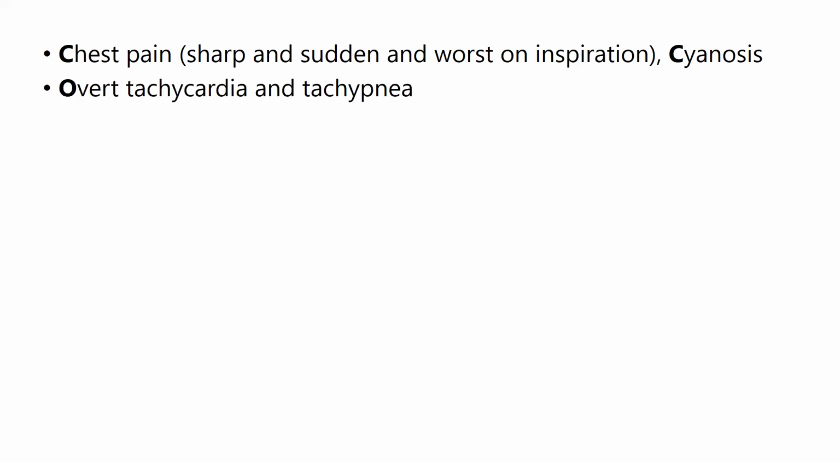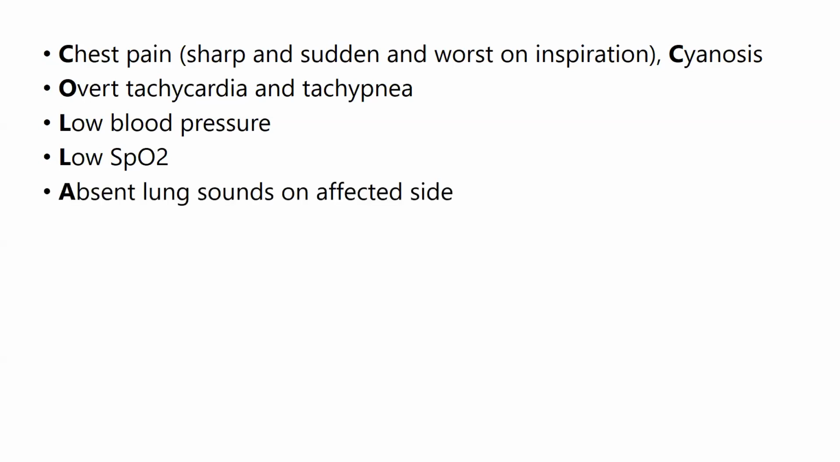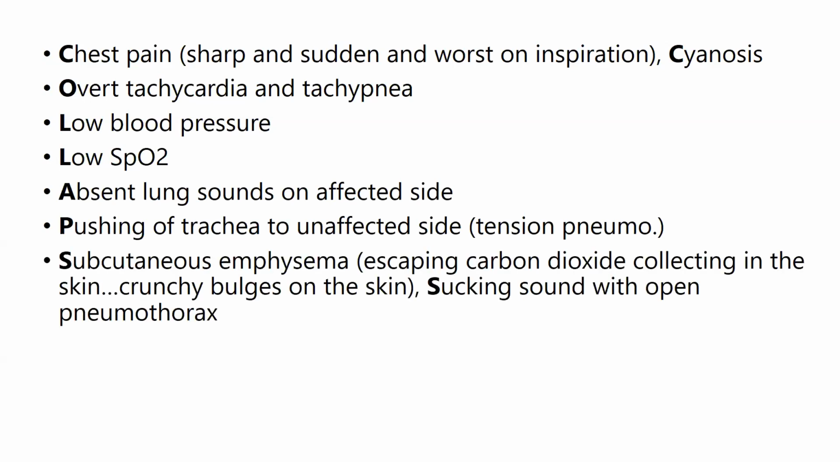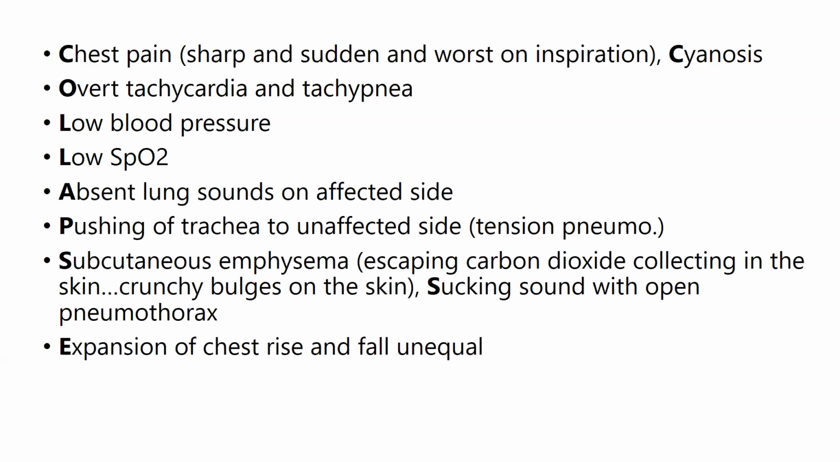Overt tachycardia and tachypnea, low blood pressure, low SpO2 on your pleth, pulse ox, absent lung sound on the affected side. Pushing of trachea to the unaffected side is a tension pneumo. Subcutaneous emphysema: escaping carbon dioxide, air collecting in the skin, crunchiness, bulging of the skin. And then we have also S for sucking sound with an open pneumothorax. E, expansion of chest rise and fall is unequal, asymmetrical.